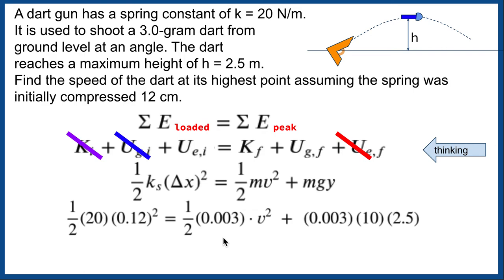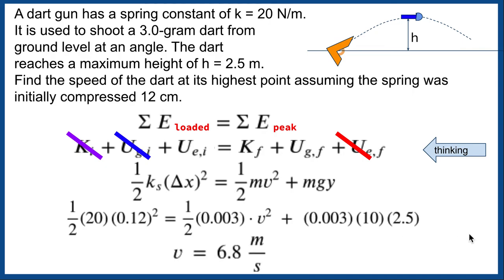Feel free to write that down if you need to. So we needed to divide by 1,000 or move the decimal place over 3 spaces. So that's the 0.003 here and here. There's our gravitational constant of 10 newtons per kilogram on the Earth, and then the height that contributes to the gravitational potential energy.